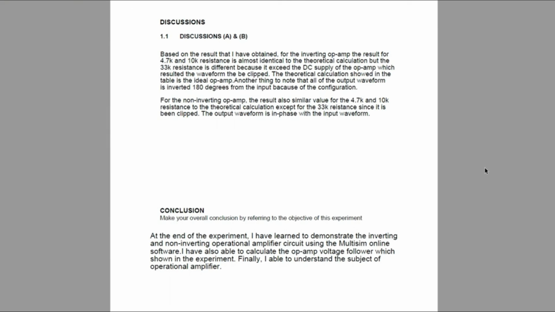Finally, at the end of the experiment, I have learned to demonstrate the inverting and non-inverting amplifier circuit using the Multisim Online software, and I am also able to calculate the op-amp voltage follower, which also means voltage gain, as shown in this experiment. Finally, I am able to understand the subject of operational amplifiers, and that's all for today.